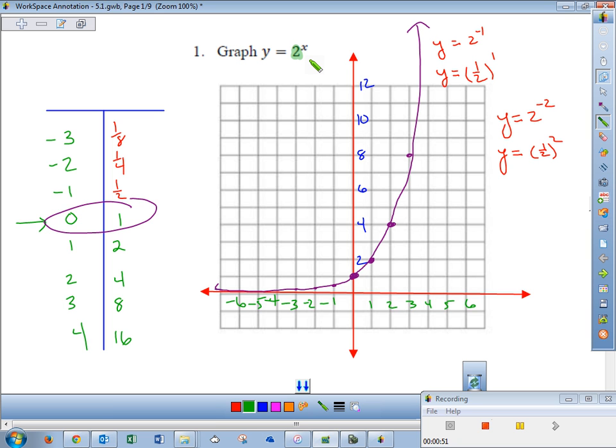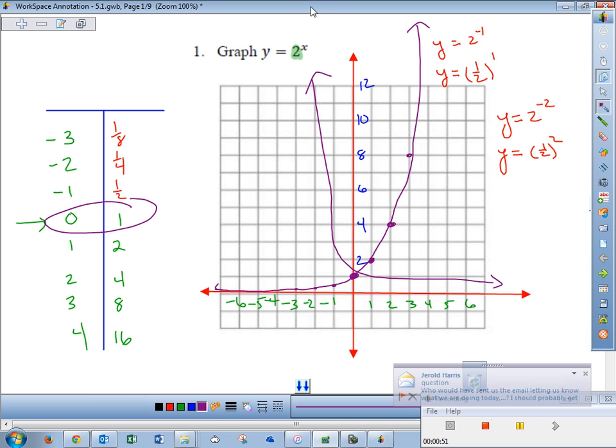It's all about that base. If the base is bigger than 1, then that will be exponential growth. If the base is between 0 and 1, it'll be an exponential decay, which an exponential decay graph looks like this instead. It goes down from left to right. It starts really, really high and goes low, but this is exponential growth, starts low, goes high.